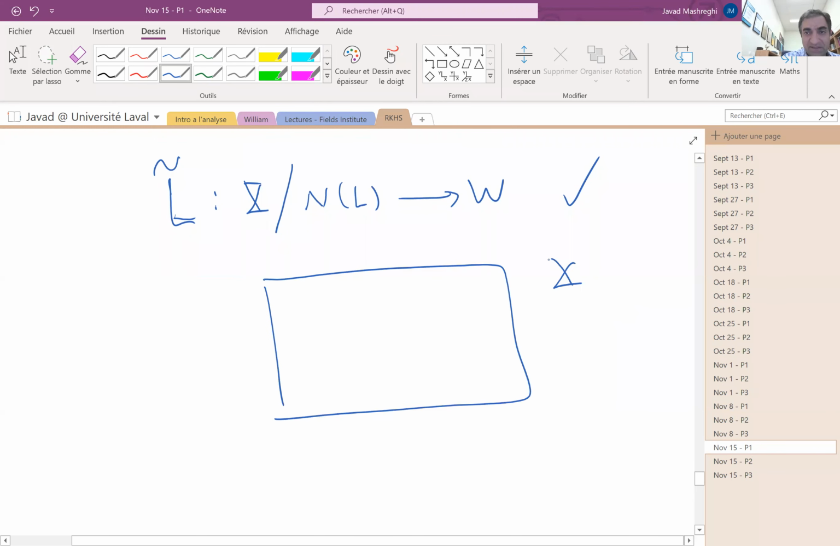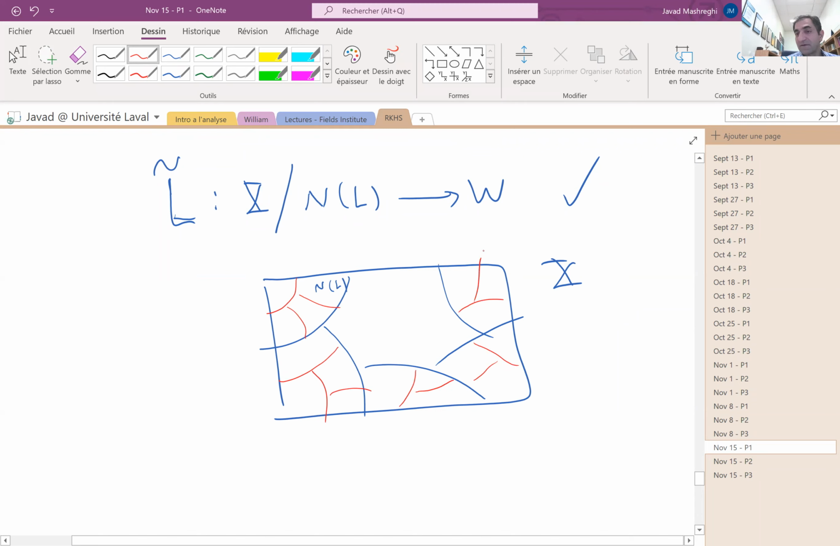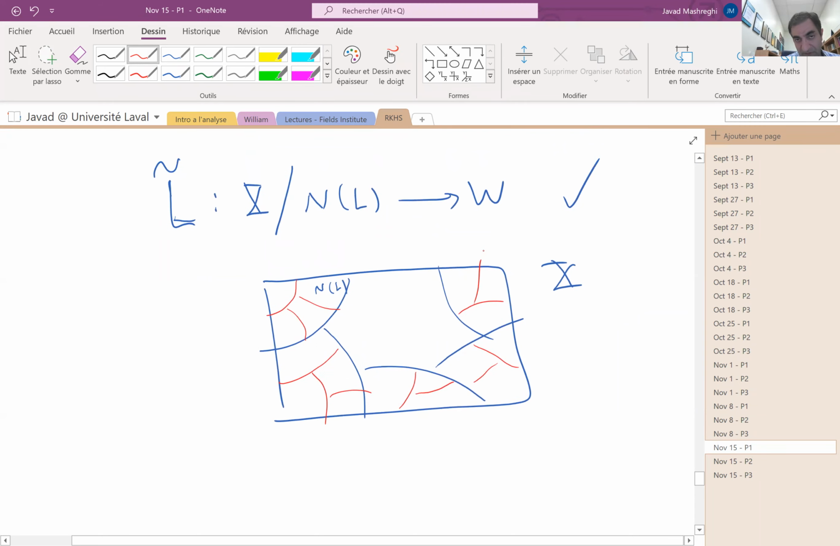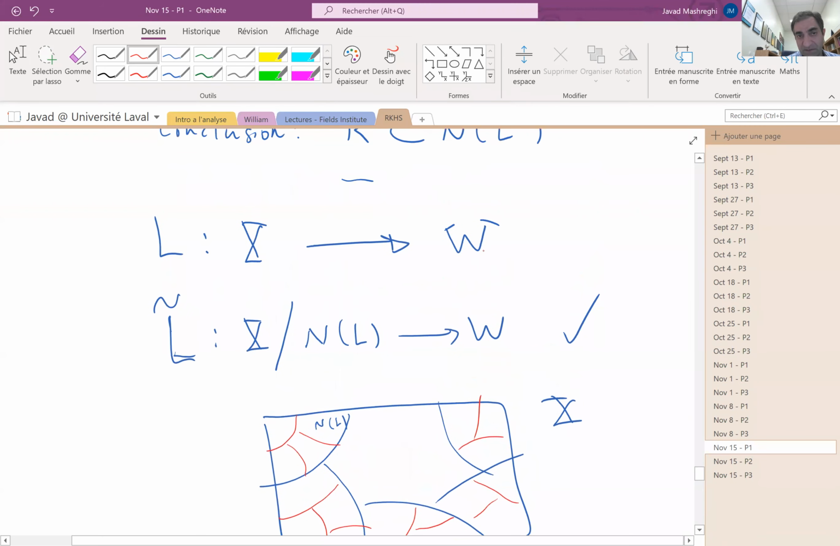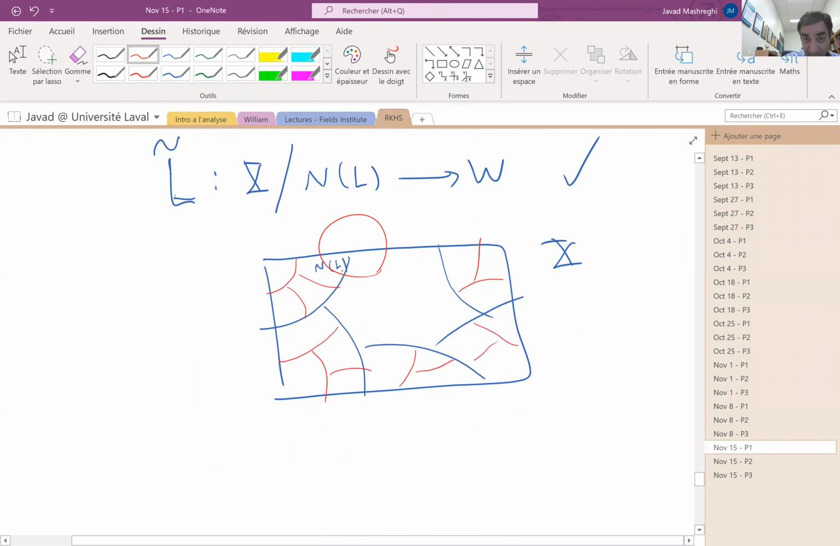That's the space X. That's the null space, and then we consider cells. So this is N of L. Sometimes we consider something which is smaller, like this one. Then we have smaller sets, smaller cells, like this. So instead of doing the quotient with respect to N of L, we can take the quotient with respect to any subspace of the null space, which is well defined.